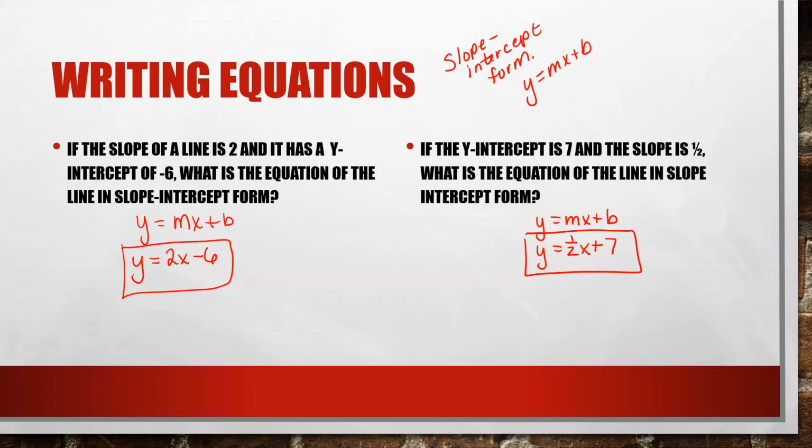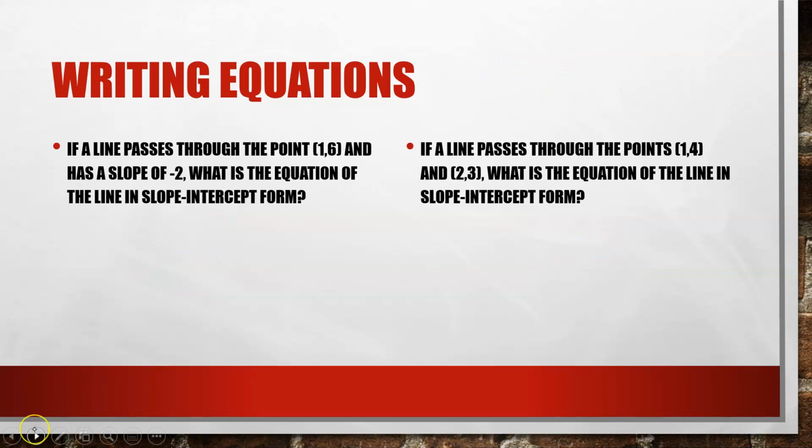All right, so let's move to something a little tougher. The next one says, if a line passes through the point (1, 6) and has a slope of -2, what is the equation of the line in slope-intercept form?